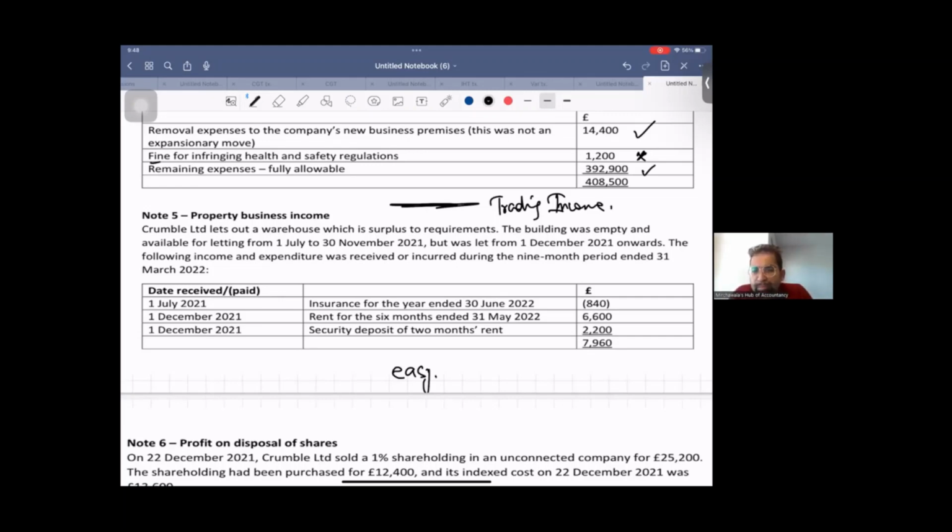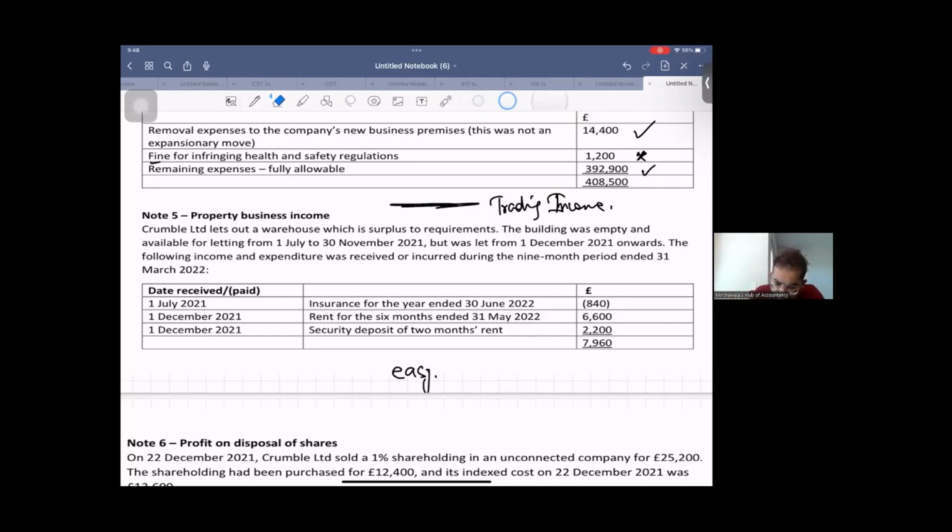In individuals, property income is taxed on cash basis, pure inflows and outflows. But for companies, property income is taxed on accrual basis. Individuals cash basis, companies accrual basis. Now wait.